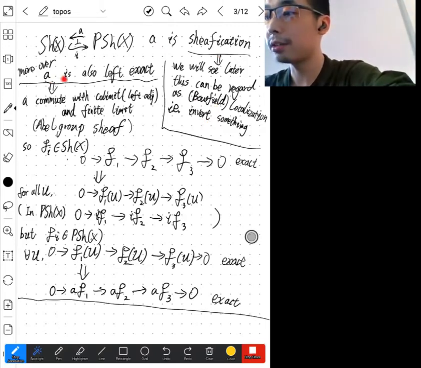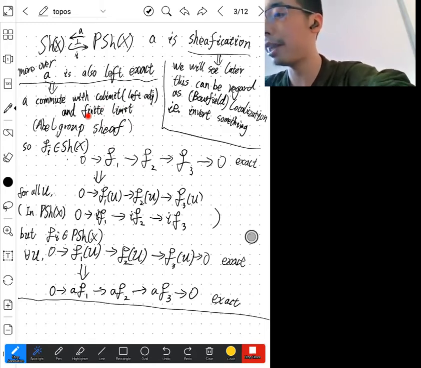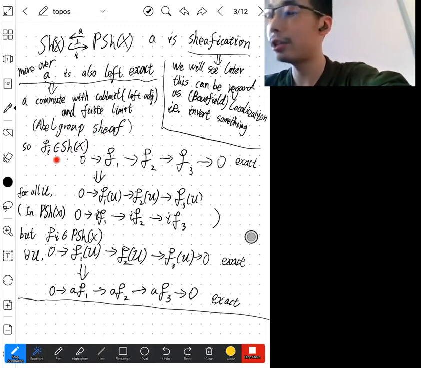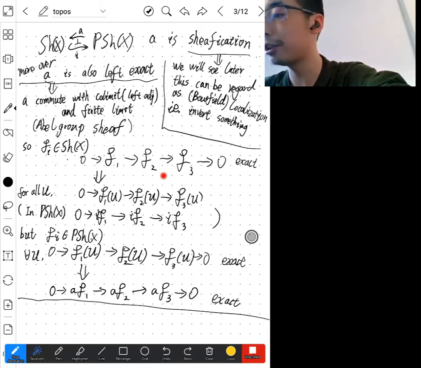So there is something we need to notice, that this A is left exact. This A commutes with colimits, because A is a left adjoint, so it automatically commutes with colimits. But A being left exact means that it commutes with finite limits. So what does that mean? We can interpret it in more familiar language, by simply considering abelian group sheaves. For F_i, it's a sheaf, so there is an exact sequence of sheaves.